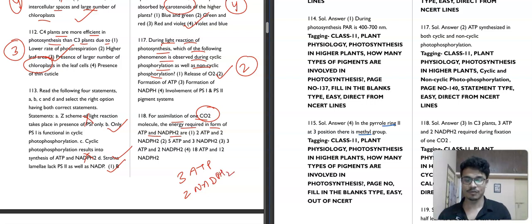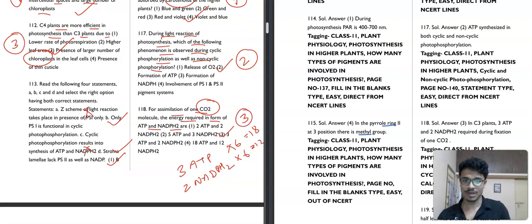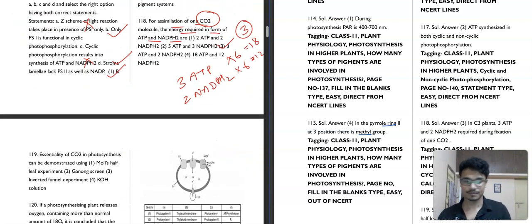If it is saying for a full glucose molecule, then how many will it be? It will be 18 ATP and 12 NADPH. Then it would be the fourth answer. But here our correct answer will be the third option. Then moving towards the next question, question number 119.